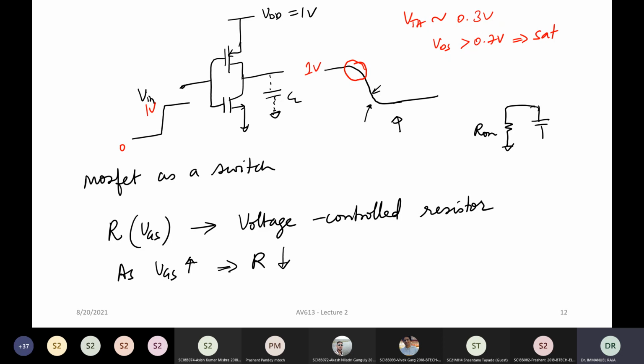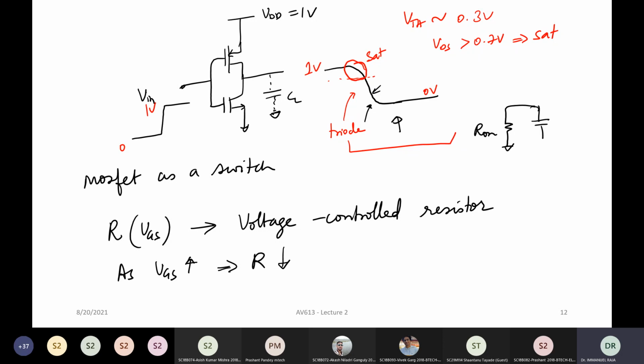That is, the output is transitioning from 1 volt to ground, right? 1 volt to 0. So up to this point, let's say this is 0.7, this is going to be in the saturation region. Beyond that, this is going to be in the linear, or let me just call it the triode region. So in this entire region, this is in the triode. When the inverter has flipped its state and the output has gone to 0 volt, your VDS is 0 and your VGS is 1 volt, right?